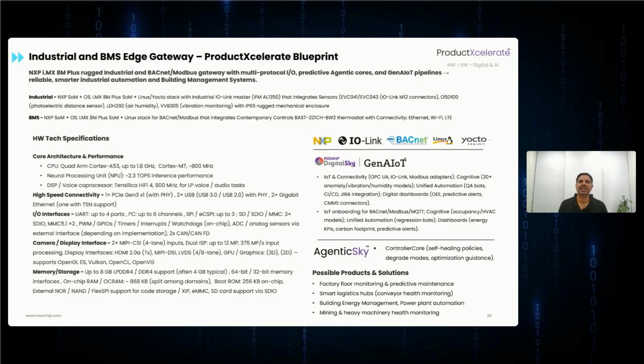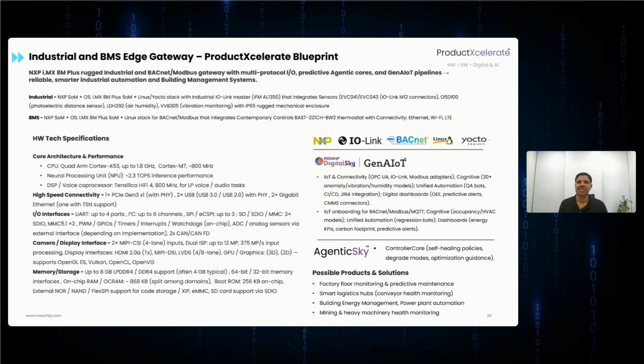The core architecture combines a quad Arm Cortex-A53 CPU, a Cortex-M7 controller, and a 2.3 TOPS NPU, complemented by the Tensilica HiFi 4 DSP for low-power voice and audio tasks. The board integrates multiple PCIe Gen 3 buses and USB 3.0, gigabit Ethernet ports with one TSN support, as well as a complete IO set like UART, SPI, I2C, all low-speed buses and peripherals. It supports up to 8 GB LPDDR, 64 MB NOR flash, and dual ISPs for up to 12-megapixel input processing.